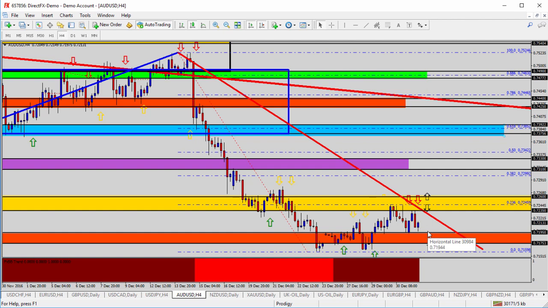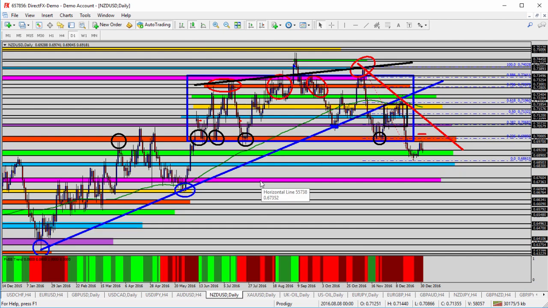And again, history tells us that the orange zone is significant. We need a breakout underneath it if we're going to continue the downtrend for the AUD USD. Moving over to the NZD USD, New Zealand dollar, US dollar. Again, similar situation. We can see historical evidence around that orange shaded area.